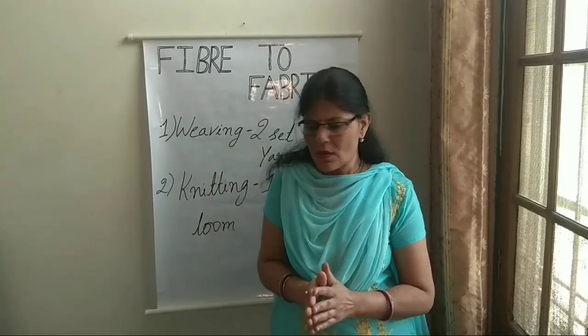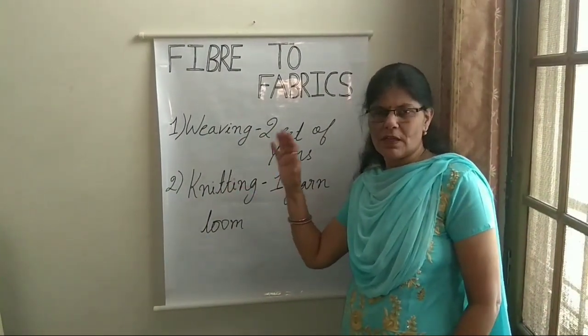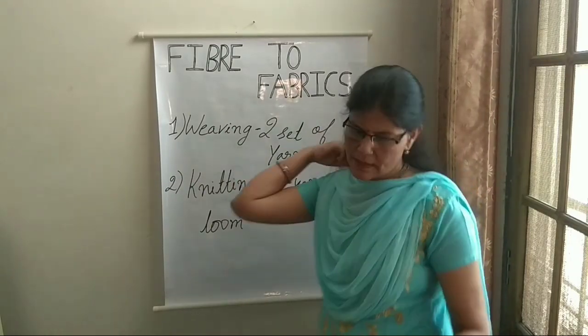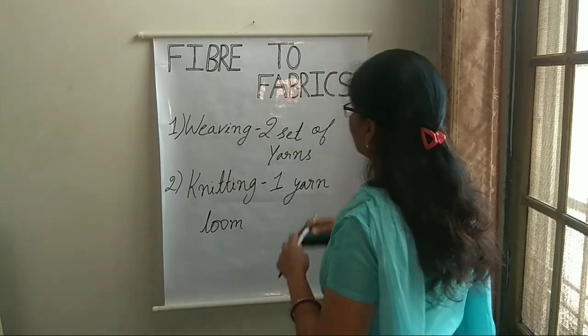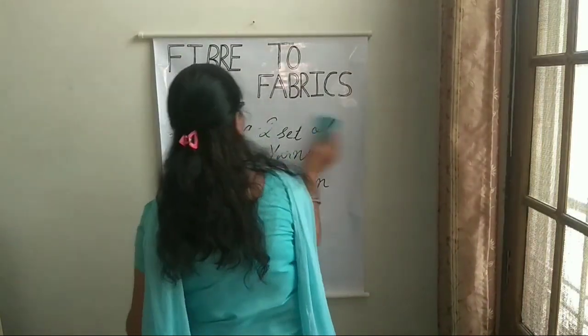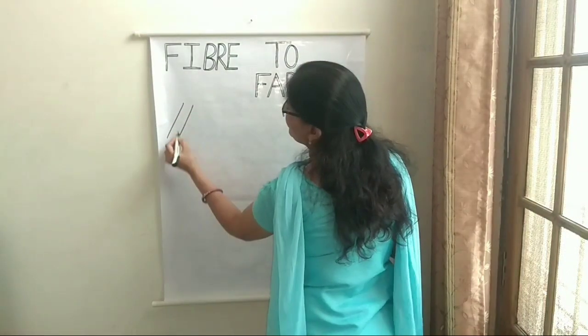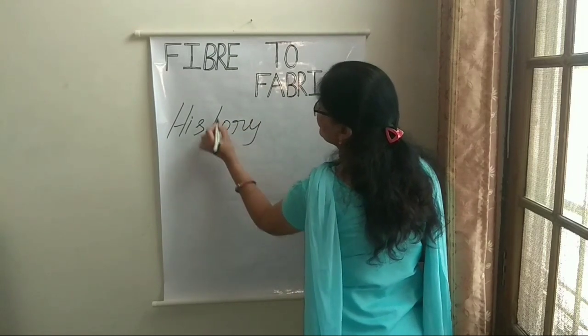Okay, so this is all about weaving and knitting. These are the two processes by which fabric can be prepared from a yarn. Another topic is history of fabric. Another is history of cloths.